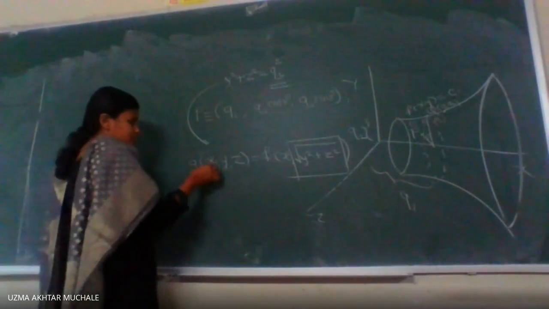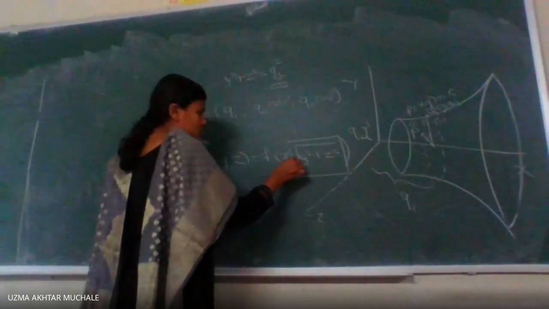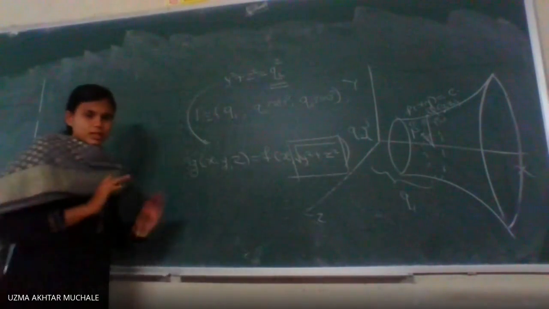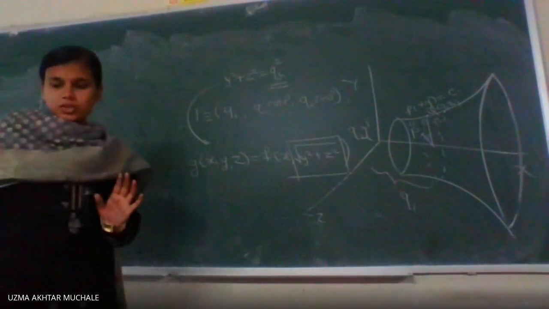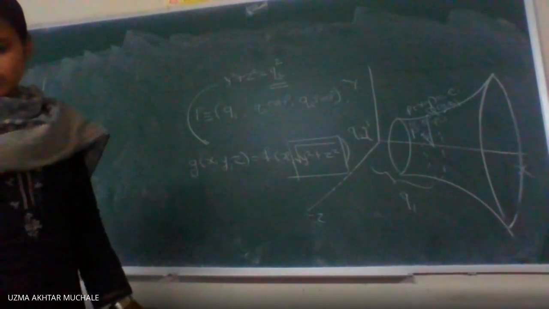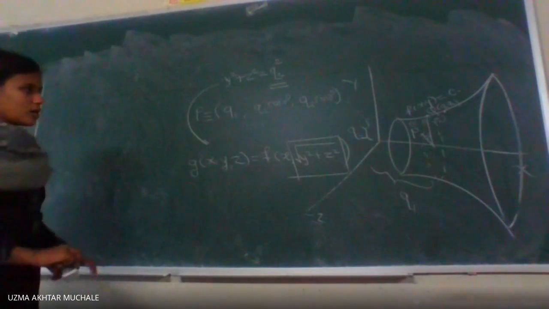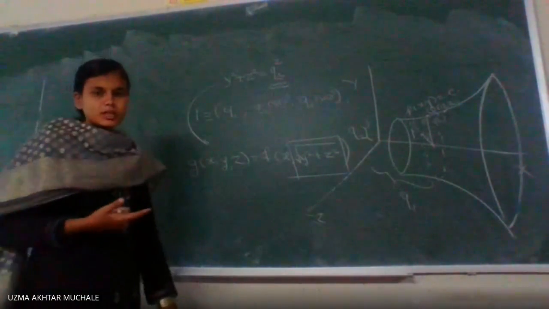G of x, y, z. So here we get some function which is in the combinations of x, y and z. So hence now we have found the equation of a surface or equation of a geometric object. Now we just have to verify whether this is equal to 0 or not equal to 0. Any doubt up to this? No, ma'am.